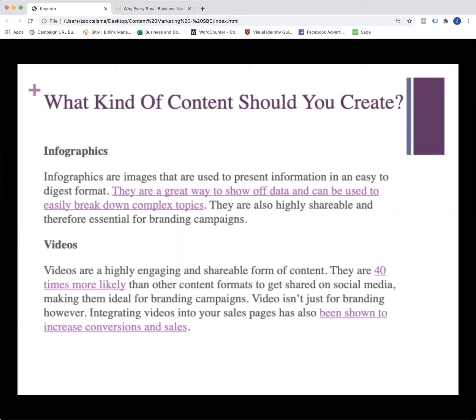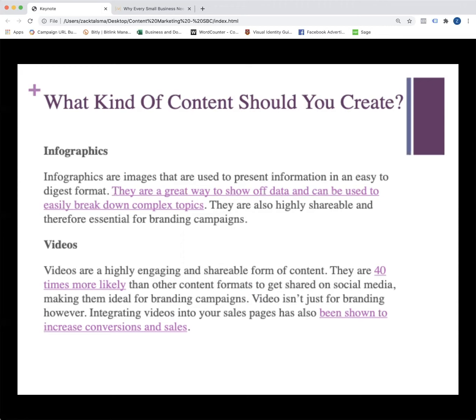Videos are another very engaging form of content that people love to share. And as people have gotten more comfortable with video, and video editing tools have become easier to use, more and more people, I would say, are going to video rather than infographics, but both have their place for sure. Videos, though, on social media, probably your best form of content that you can create. They're 40 times more likely to be shared than other forms of content.